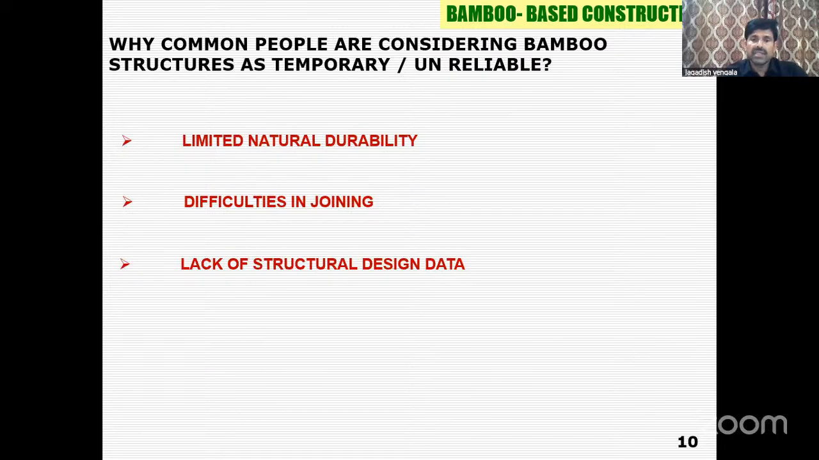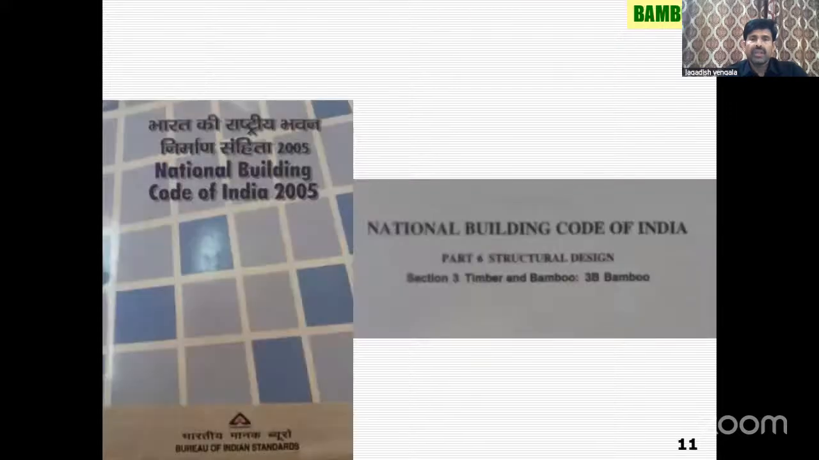And also lack of structural design data. Not much data is available, unlike regular materials, either concrete or steel. And also till 2005, bamboo was never included in the building code, the National Building Code of India. So in 2005, for the first time, Part 6 talks about structural design. Section 1 talks about concrete, 2 steel. 3 earlier was about timber, and now that was split into 3A, 3B. 3B now talks about bamboo.